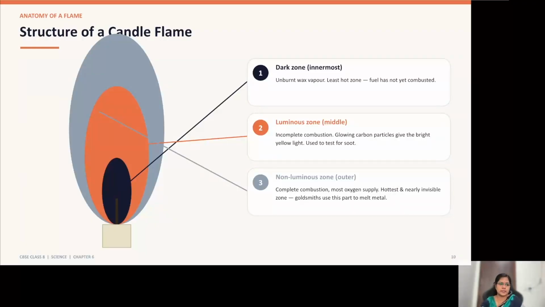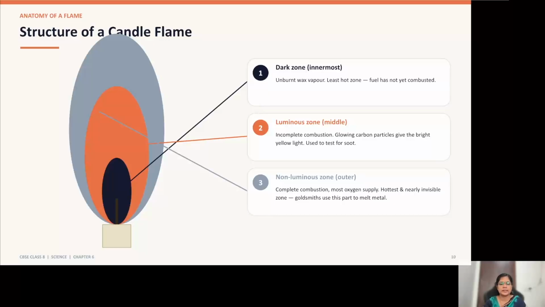Okay, next, let us discuss deeply the structure of the flame. This is very important, children, and the diagram is also very important. Please practice the diagram. A candle flame has three zones. Okay, dark zone, luminous zone, and non-luminous zone. So the first one is the dark zone, that is the innermost one. Okay, this is unburnt vaporized wax that hasn't yet mixed with enough oxygen to burn.